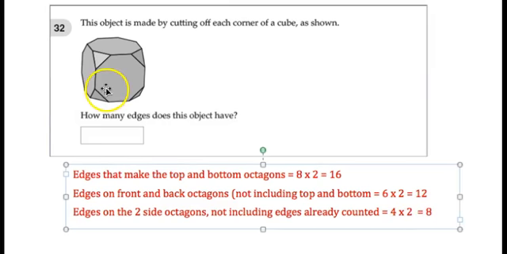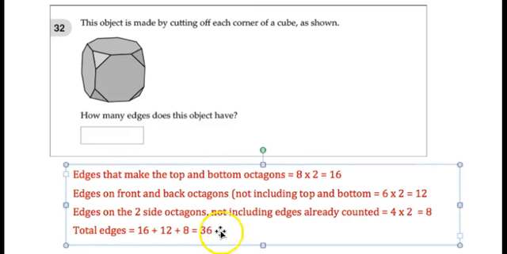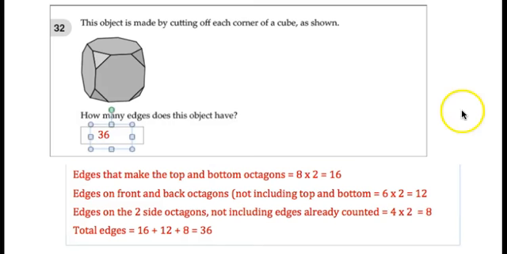So now I think we've added everything up. So let's add those all up together. The total edges is 16 on the top, we've got 12 extras at the front and the back, and on the sides we have 8 extras. So therefore the total edges is 16 plus 12 plus 8 is 36. And if you're adding this up without a calculator, 12 plus 8 is 20, plus 16 is 36. So this object has 36 edges.